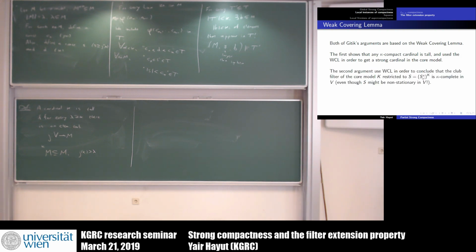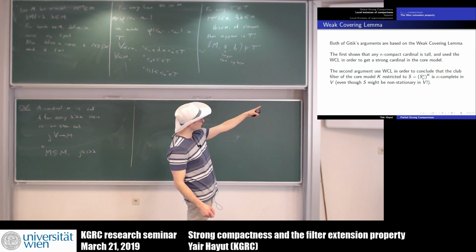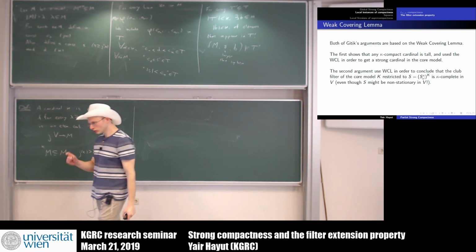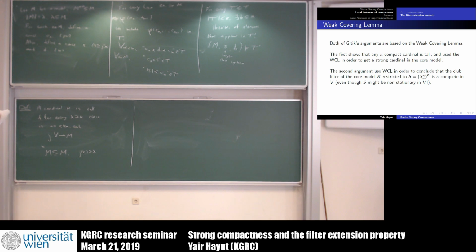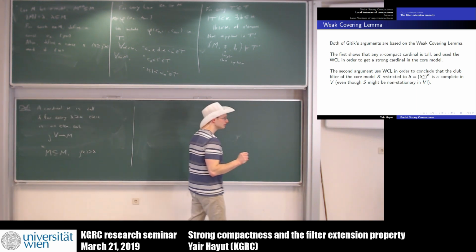The second one, the more recent one, is approaching the problem from a different angle and also gets a stronger result. So the idea is to try to extend a very specific kappa complete filter. The kappa complete filter that we are trying to extend is the following. It's a very interesting one. So we take the club filter in the core model K on kappa, but we restrict it to some set which is stationary in kappa, but not necessarily stationary in V.